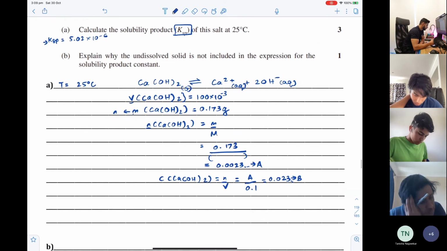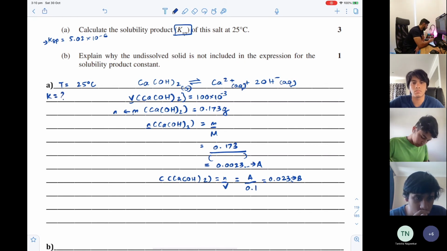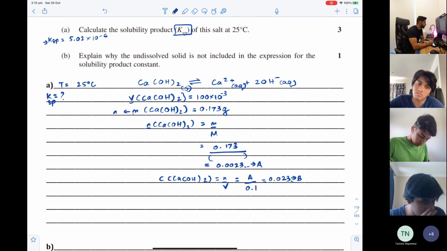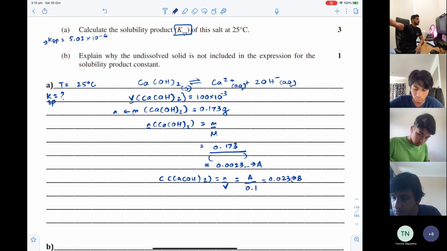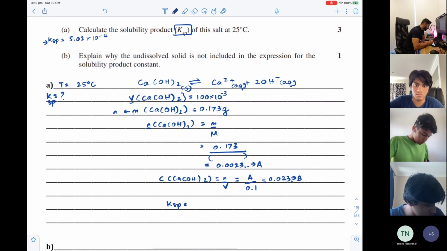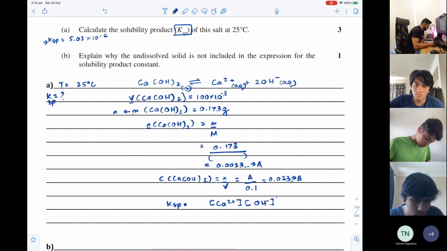So we know the concentration of calcium hydroxide is B. Can we do anything else now? Well, what are we trying to find? We should probably frame our question. We're trying to find Ksp. I always like to write Ksp equals question mark, so I know what I'm trying to find, so I don't go off on a tangent. What's the expression for Ksp? Is it not calcium ions multiplied by hydroxide ions squared?